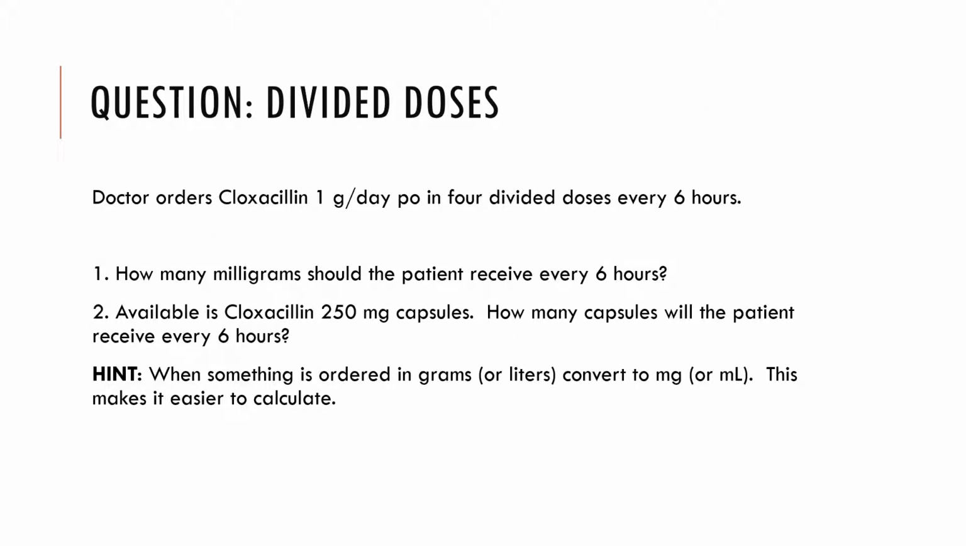Next thing is divided doses. So here's an example. The doctor ordered 1 gram per day in 4 divided doses, which are every 6 hours. So how many milligrams should the patient receive every 6 hours? Here's the medication. How many capsules will the patient receive? So when something is ordered in grams or liters, you want to convert that to milligrams or milliliters. It makes it an easier calculation, because if you're doing it in grams and you divide that by 4, you're going to get 1/4 of a gram, where it's easier if you then make the conversion earlier and call it 1,000 milligrams.